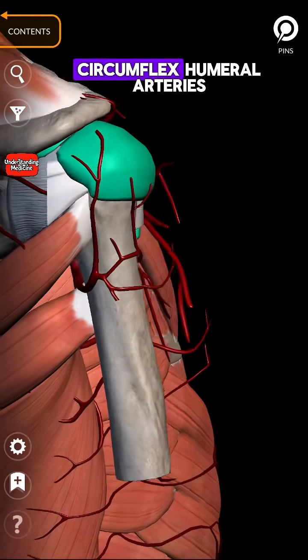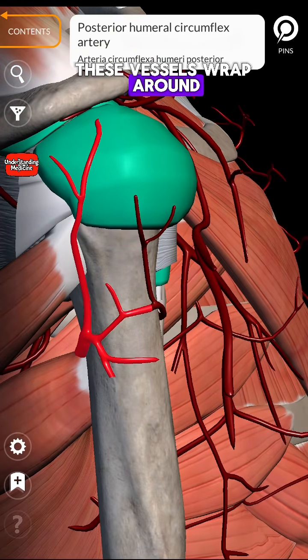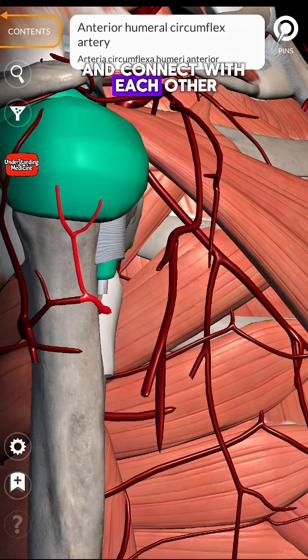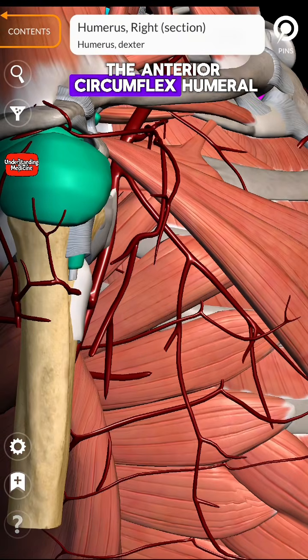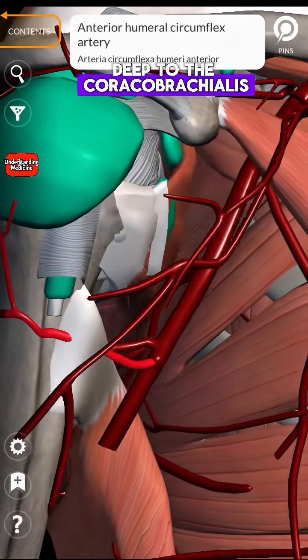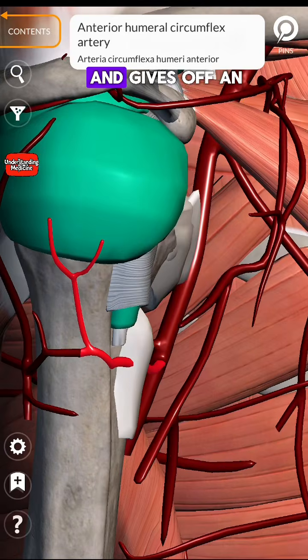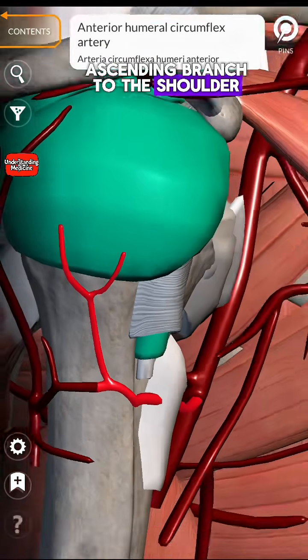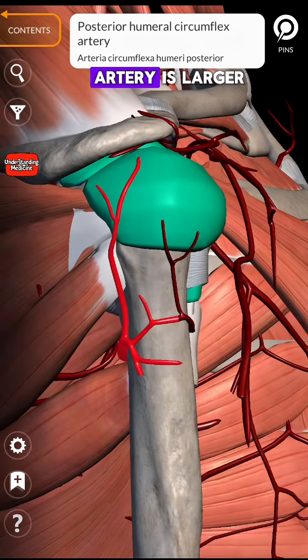Finally, we have the circumflex humeral arteries. These vessels wrap around the surgical neck of the humerus and connect with each other. The anterior circumflex humeral artery is smaller. It passes laterally, deep to the coracobrachialis and the biceps brachii, and gives off an ascending branch to the shoulder. The posterior circumflex humeral artery is larger.